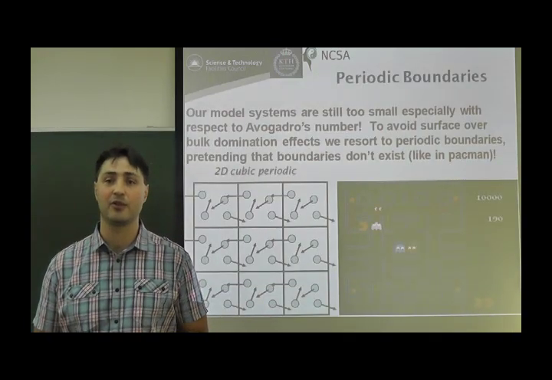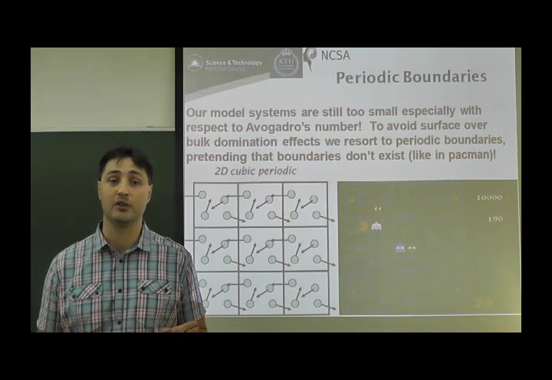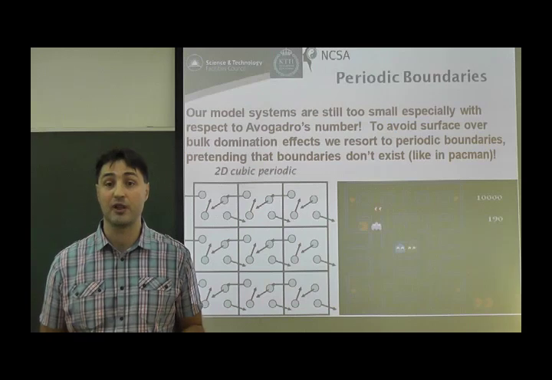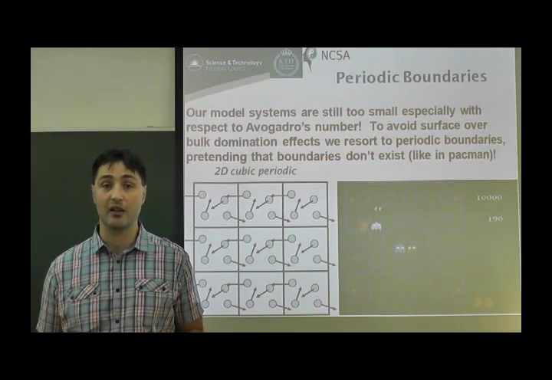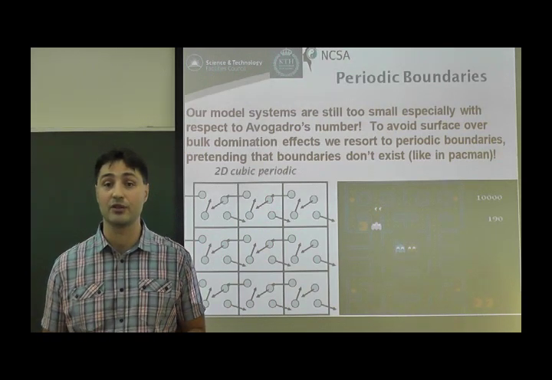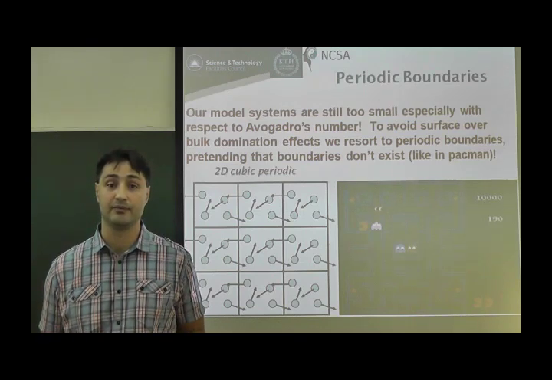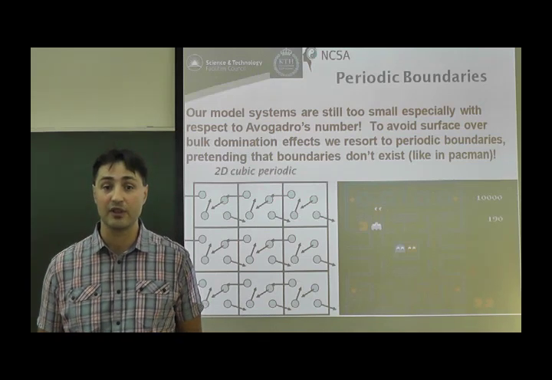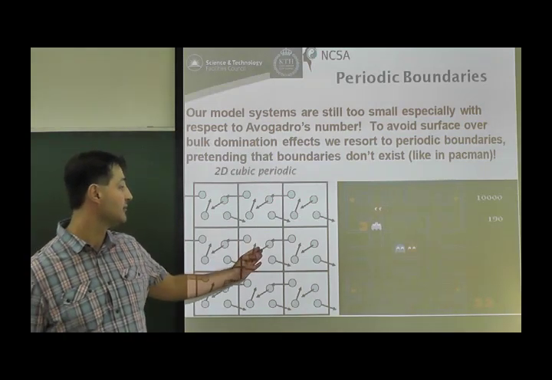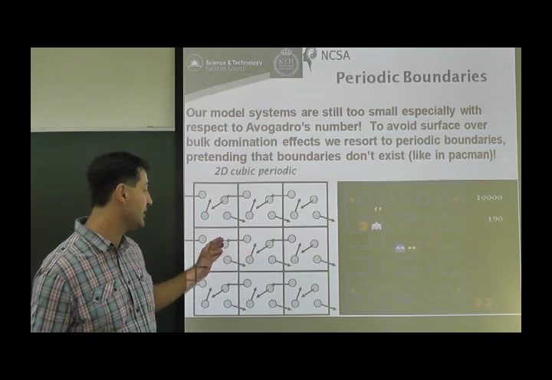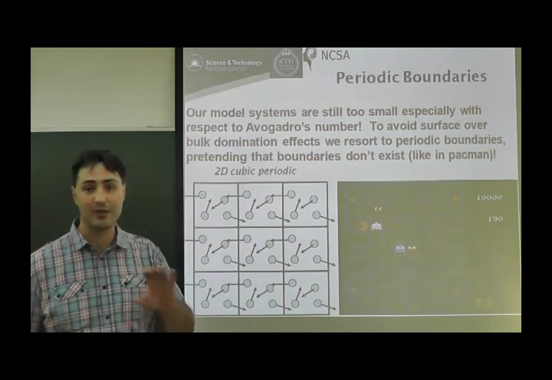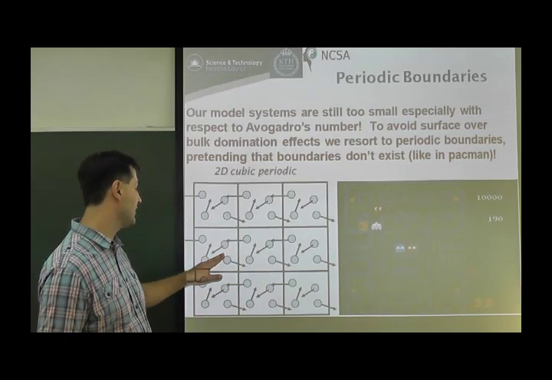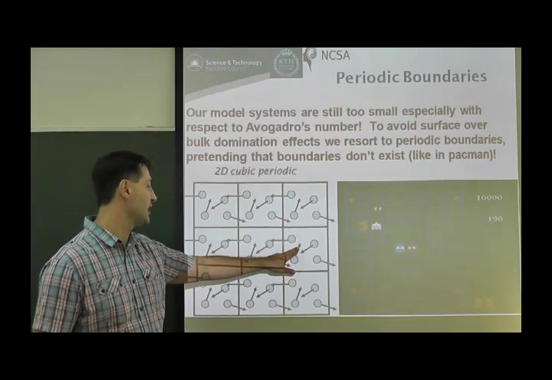So this is about the periodic boundary conditions. What are those? Our model systems are too small, especially with respect to Avogadro's number. To avoid surface over bulk domination effects, we have to resort to periodic boundaries. So we pretend that boundaries don't exist, and if you have one small system, like this one in the middle, we can say that this system sees itself all around. It's almost like the Pac-Man game. As you cross from one boundary, so you're coming out here, you're entering the same box, coming in from here.